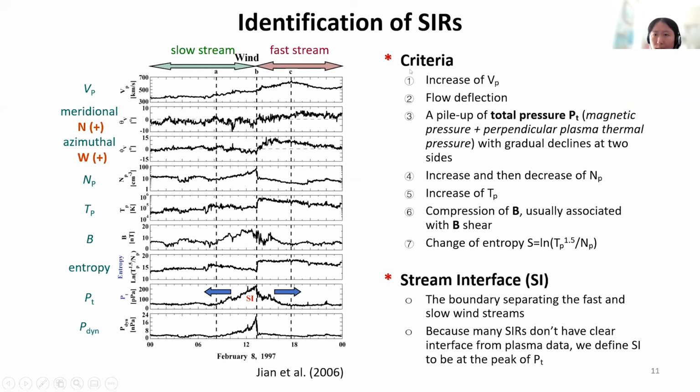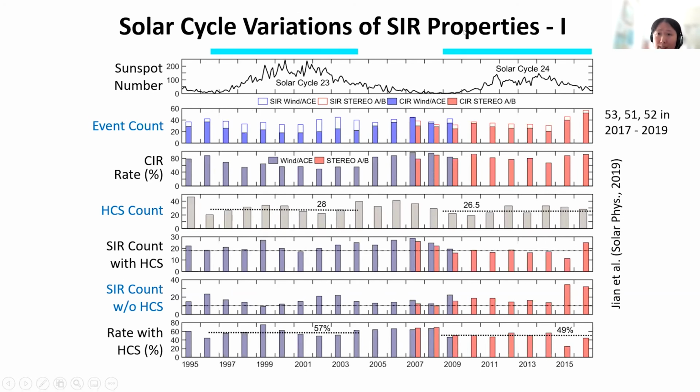And we identified the stream interactions by visual inspection using a series of criteria. And we identify the stream interface as a peak of the total pressure. And the key is the solar cycle variation of the SIR properties. And this is from 1995 to 2016. I'm sorry, I haven't got time to update this to include up to 2019, but I have actually done that. So for the paper, I should be able to finish this.